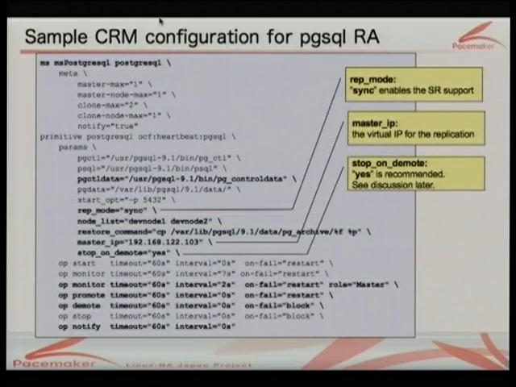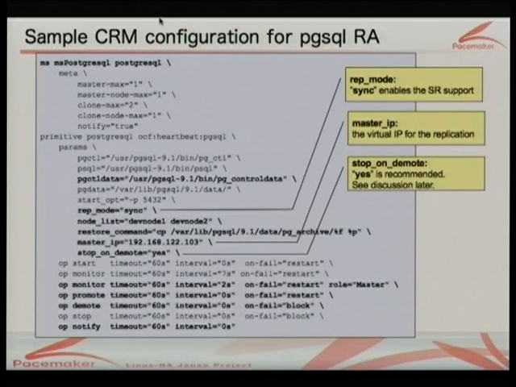The sample configuration of Pacemaker to build this is like this. The first line is creating master slave resources. And the bold lines are new configuration parameters. The important one is rep_mode, which enables this feature. If you remove this, it works the same as before. You also need to specify the master IP address and the replication link IP address here too.